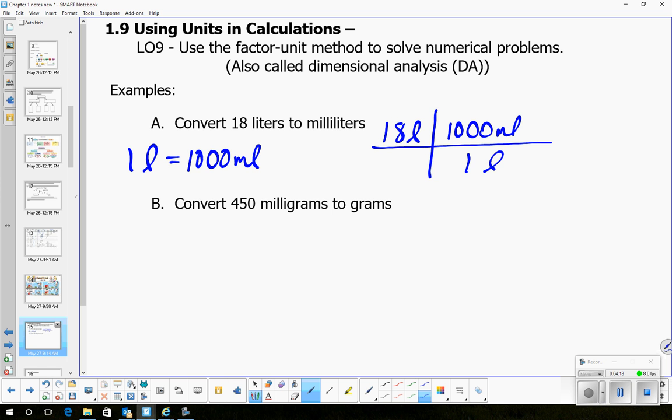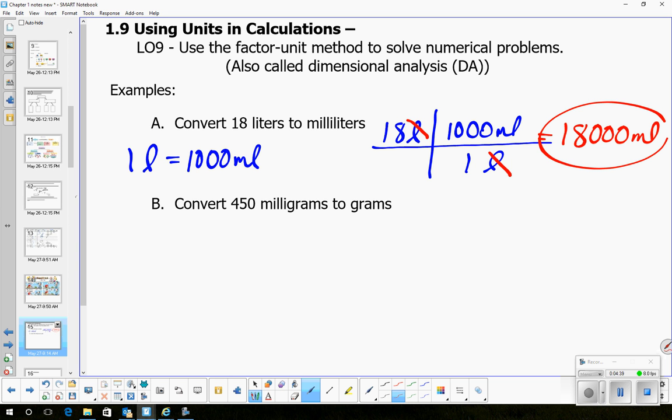Then I can cancel out liters. I multiply across, and I get my answer as 1,800 milliliters. Did I put too many? I put too many. Oh, sorry. 18,000, yeah. I said the wrong thing, but I wrote the right thing.